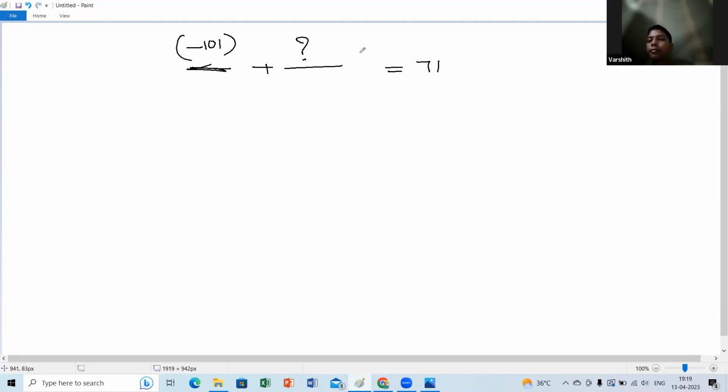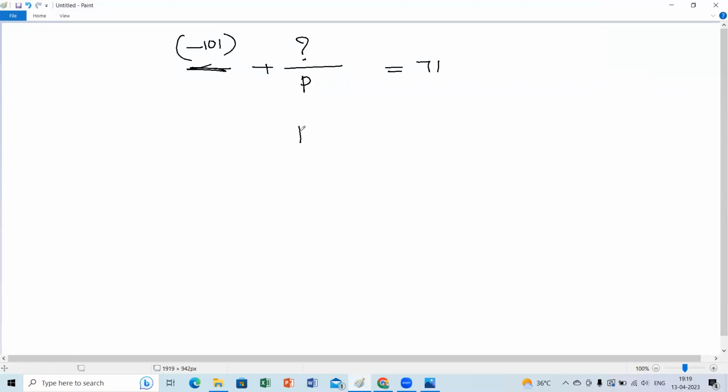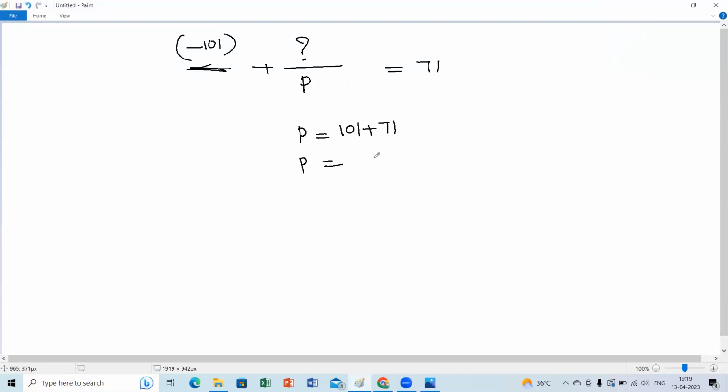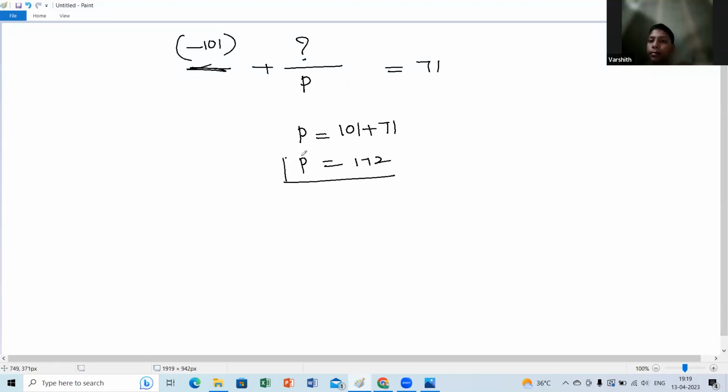Prithvik or Varshit? Varshit or Leshita? Ma'am, Varshit. Varshit will give first? Yes, ma'am. So p is equal to 101 plus 71. Very good, very good, Varshit. It's 172. Yes, so the p-value is 172.